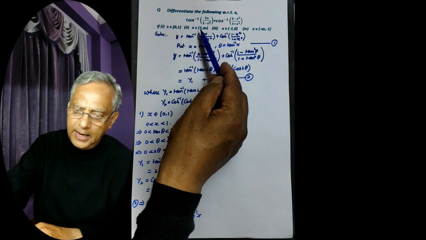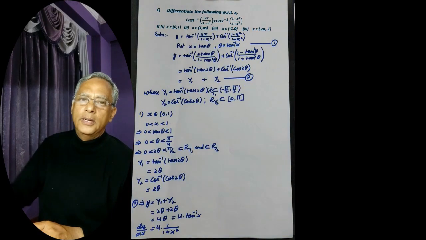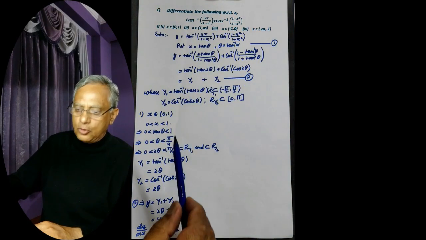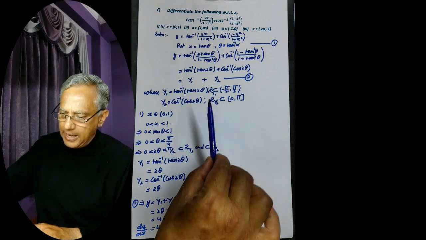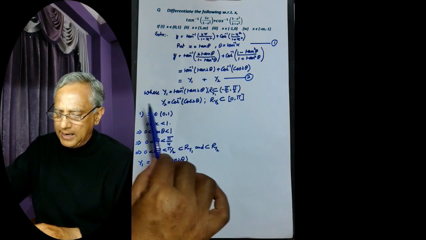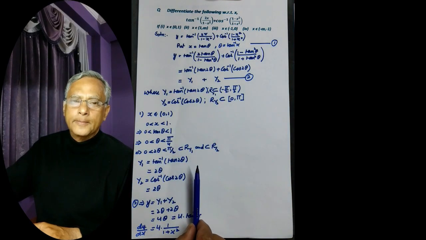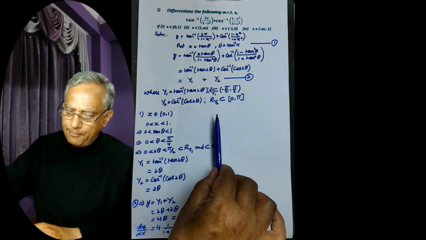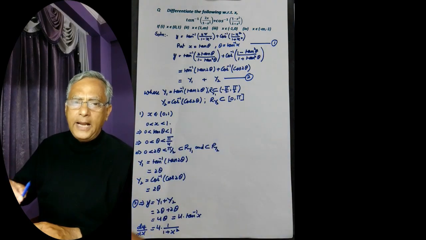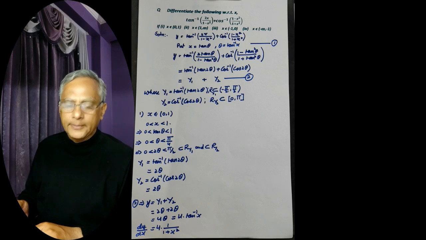Now we consider x belonging to 1 to infinity. And to make the idea clear, I am solving this case parallel to this one so that you can understand it better.